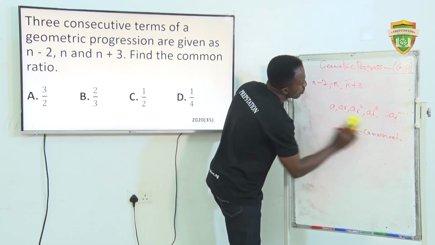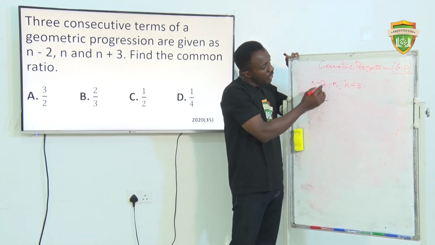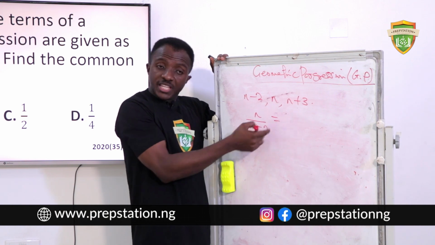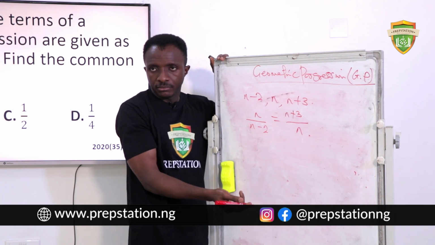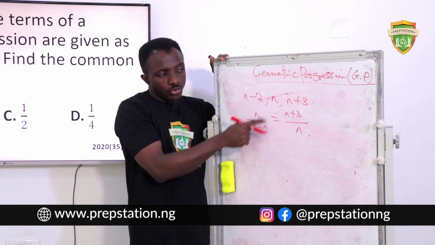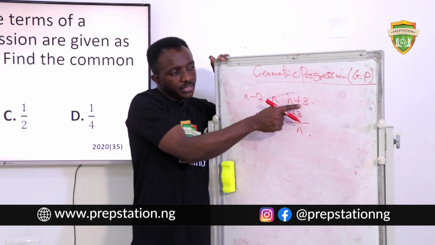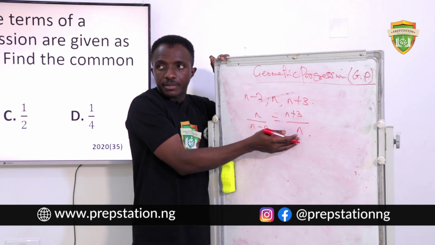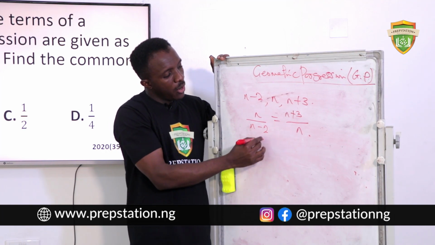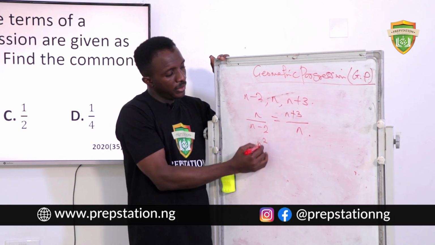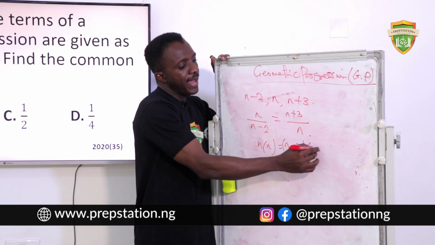So now the question says that we should find the common ratio. So n over n minus 2 will give us the same result when we do n plus 3 over n. Take note. N over n minus 2, second term over first term, will give us the same result as the third term over the second term. That's why the ratio is common. Now here we can cross multiply. If we cross multiply, we have n squared, n times n. Alright, let's just leave that. N times n equals n minus 2, n plus 3.